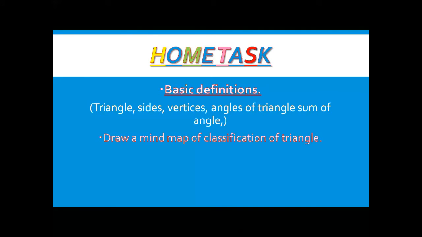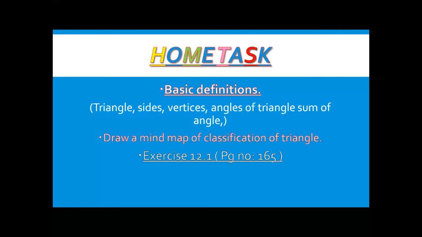And the second thing which you have to do is draw a mind map of classification of triangle. How will you draw it? Simply use 2 pages for this mind map. Write down the first heading, classification of triangle, then divide the classification of triangle into two parts. First one is according to its sides and the second one is according to its angle. Then according to its sides, write down the three sides and according to its angle, write down the three angles.